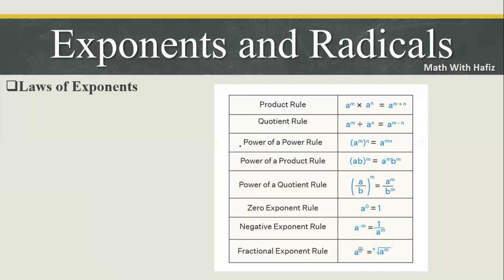Then we have a rule for power. If you have power, the powers will be multiplied with each other. Let's say we have x to power of 3 whole to power of 2. So it will be x to power 3 multiplied by 2, which will be x to power of 6.